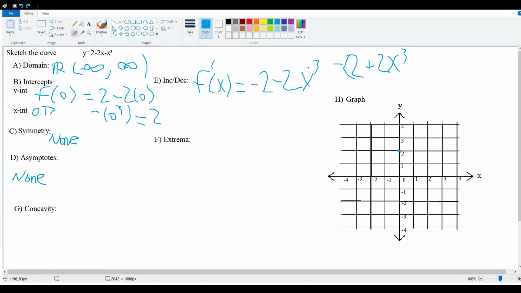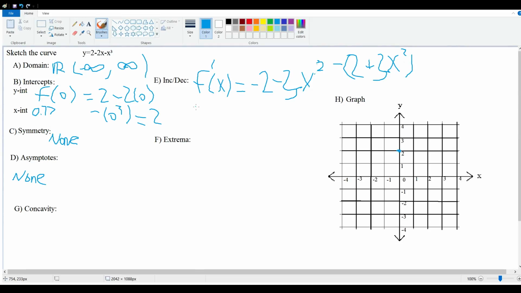Okay, yeah, because the derivative would be negative 2 minus 3x squared. Go ahead and fix that as well. Alright, so again, sorry about that.